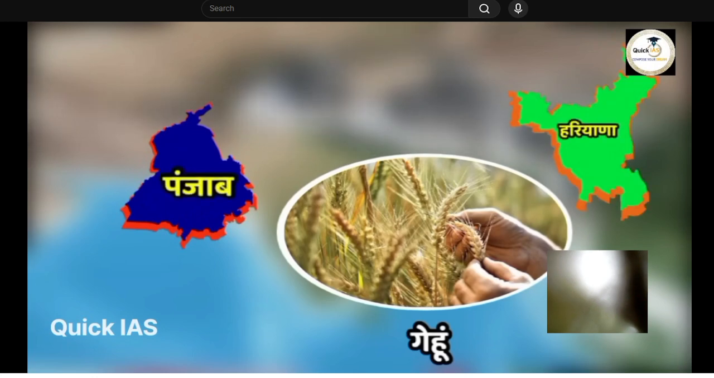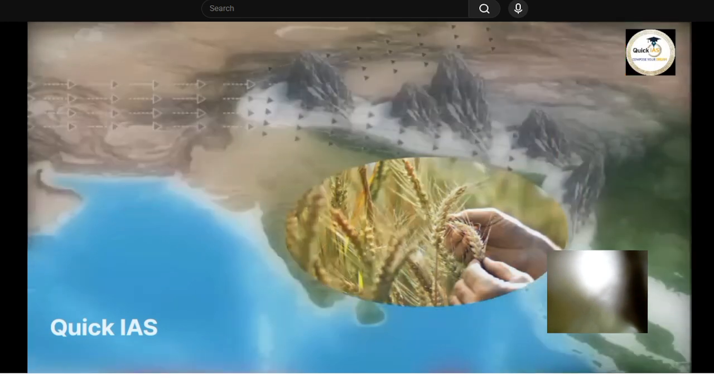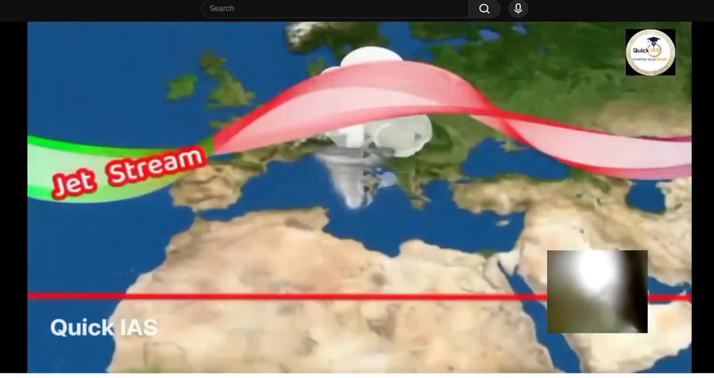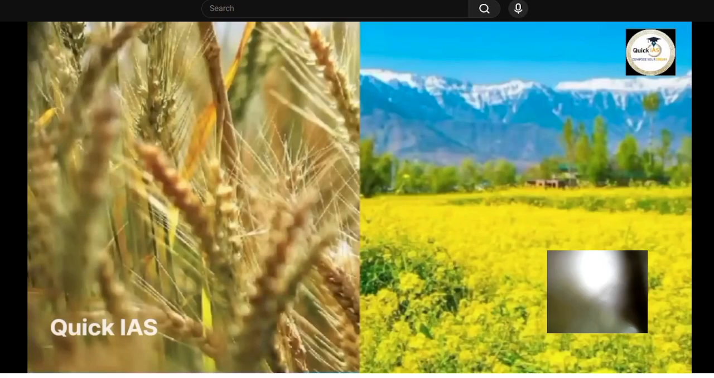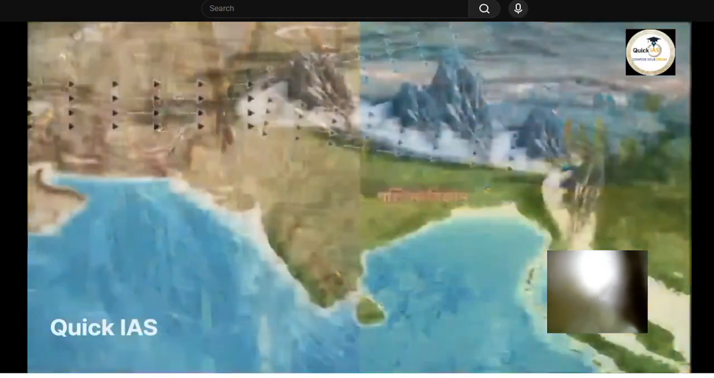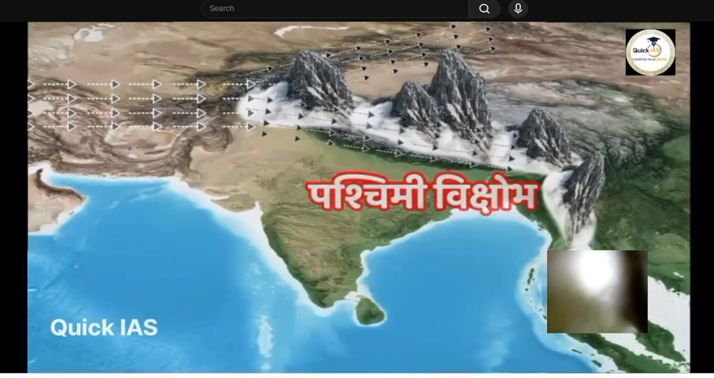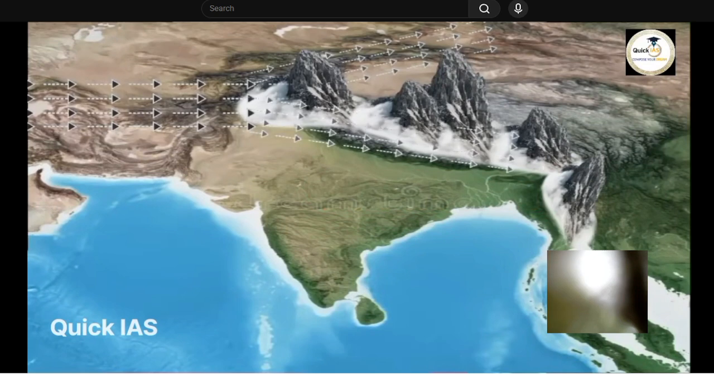Wheat is produced in large quantities in Punjab, Haryana, and other areas. So, we learn how the humid winds from the Mediterranean Sea reach India and prove to be a boon for rabi crops in India. This is called Western disturbances.